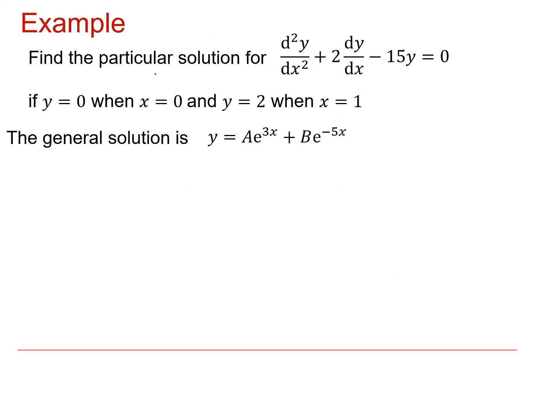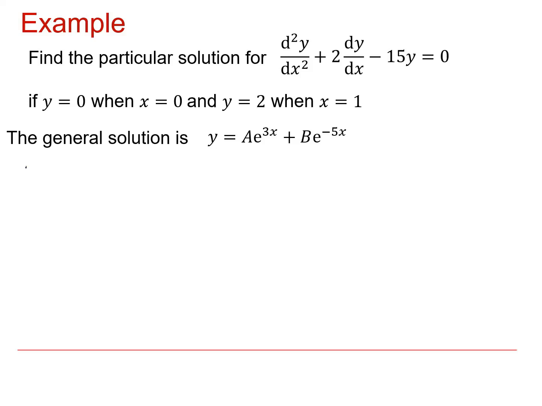Let's find the particular solution for this differential equation when y equals 0, x equals 0, and when y equals 2, when x equals 1. We've seen this differential equation before, and in fact the general solution has been given for us here. So we need to take both sets of boundary conditions, plug them into here, which will form two equations with two unknowns a and b.